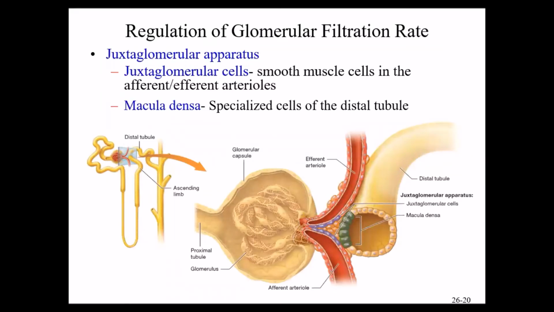All right, in the first video for this chapter, we defined the glomerular filtration rate, the GFR, as the amount of filtrate that's produced by the kidneys each minute. And now we need to look at what is regulating this GFR.